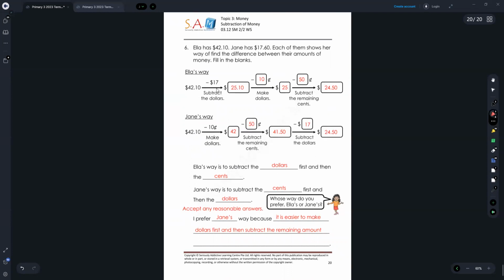Remember, last week we did something similar. Ella has $14. Last week we did the other way, adding up. So this is subtracting. Ella had $42.10. Jane had $17.60. Each of them shows a way of finding the difference between the amounts of money. Fill in the blanks. So Ella's way, $14 minus 70 cents. It's broken up 17 into 60 here. And then Jane's way is to minus the cents first. And then after that, the 10 cents, and then 60 cents, because it's broken up into 50 and 60 here. So you illustrate it that way. Then minus 50 cents, then minus 17. So you ask them which way is better.